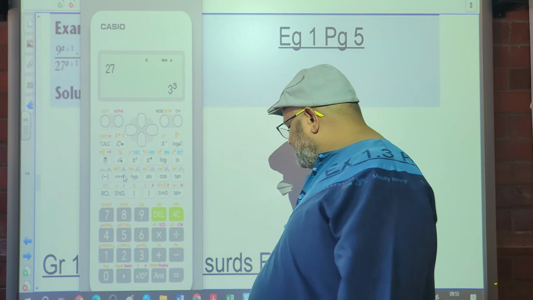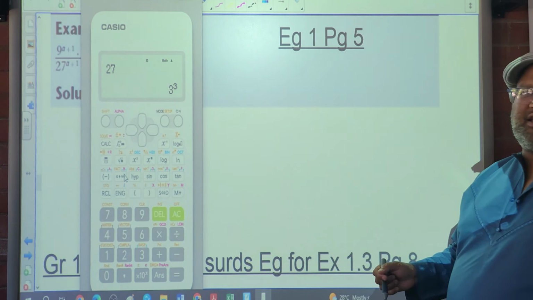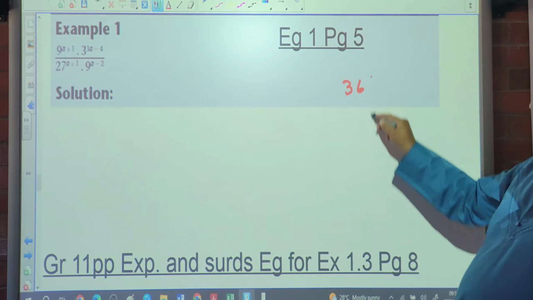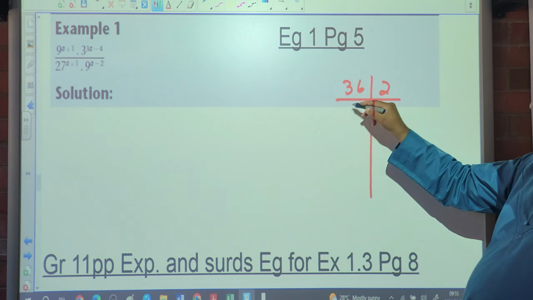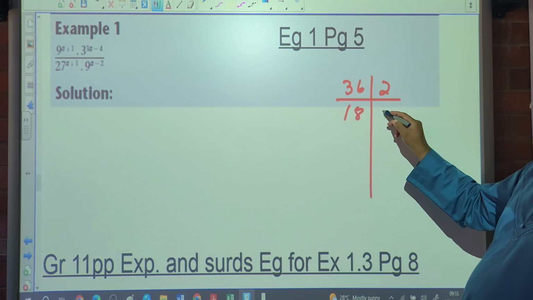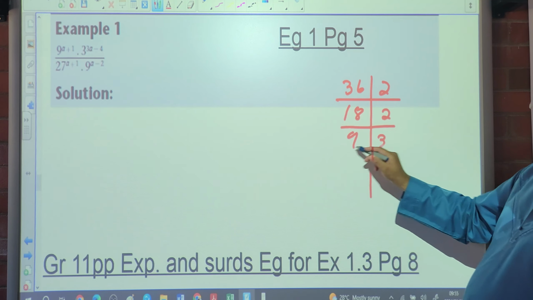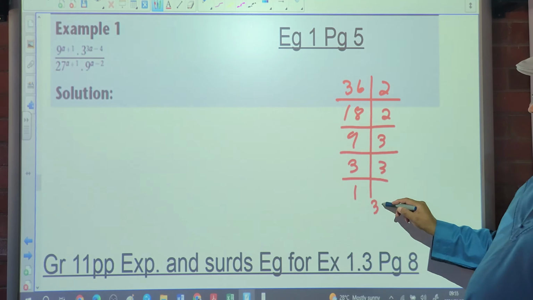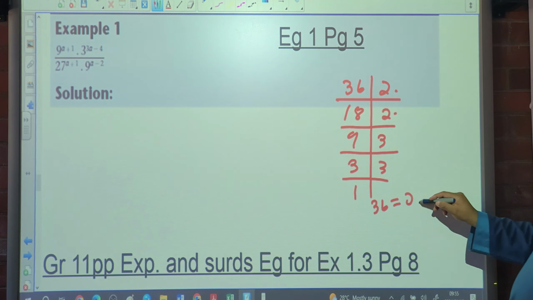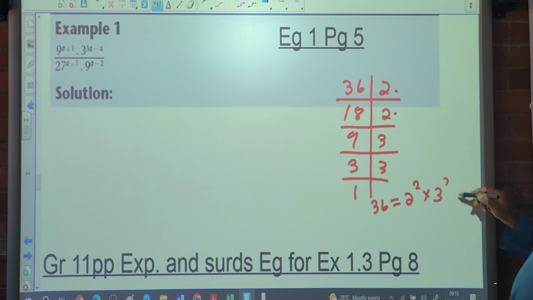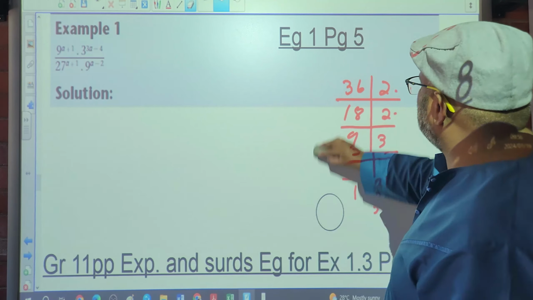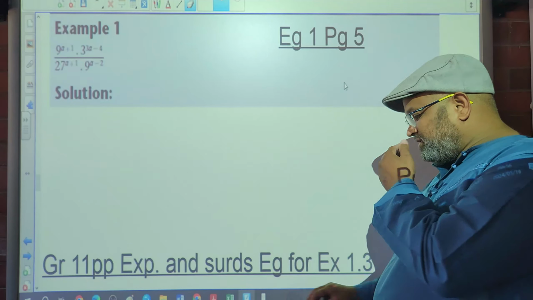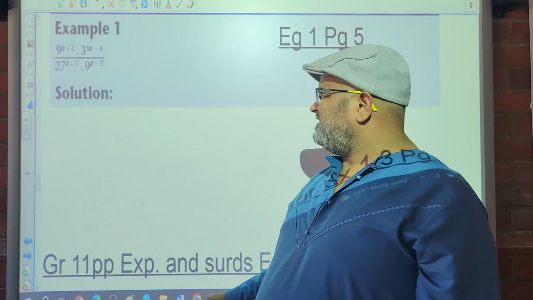Otherwise, even in an exam where you can't use a calculator and they ask you to write that as products of its prime factors, we divide it by prime numbers, the smallest prime number, till it can't go anymore. And then 36 of course can be written as 3 squared times 2 squared. This is another way of doing it. Otherwise you can do the decomposition method as well. That's the ladder method.